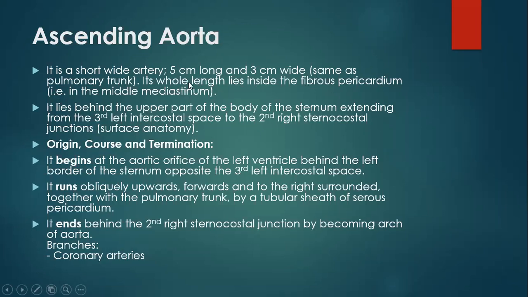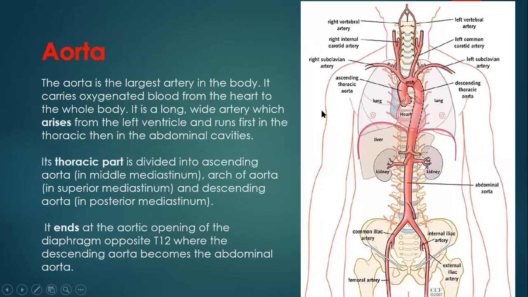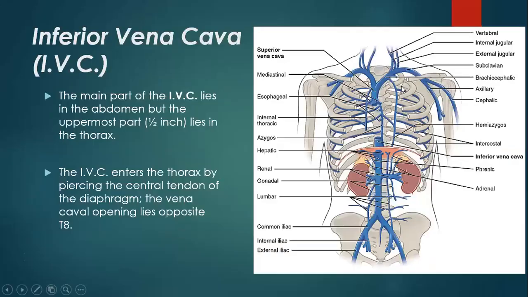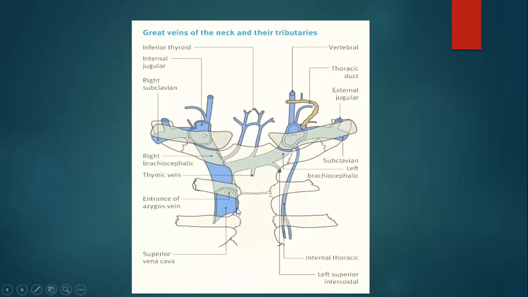As we know, the heart and all its structures will be in the middle mediastinum, and the fibrous pericardium will be covering this ascending aorta, which will be present in the middle mediastinum. It lies behind the upper part of the body of the sternum, extending from the third intercostal space to the second right intercostal space. So it will be running from below upwards, from the third to the second right intercostal space, as we saw before. Here is the third and this is the second, so it will be running like this.